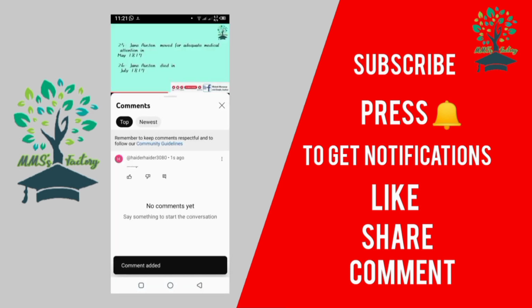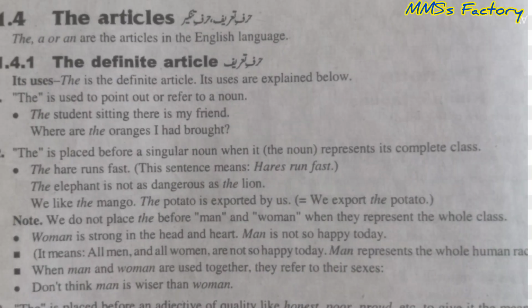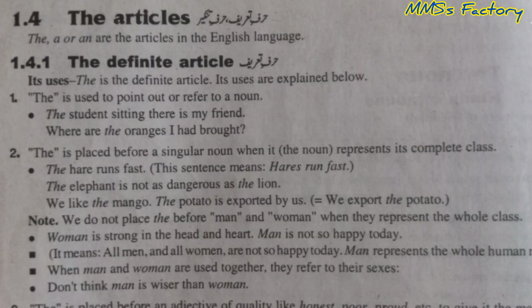Now let's start today's video. The articles. A, an, and the are the articles in the English language. The definite article: its uses. The is the definite article. Its uses are explained below. The is used to point out or refer to a noun.